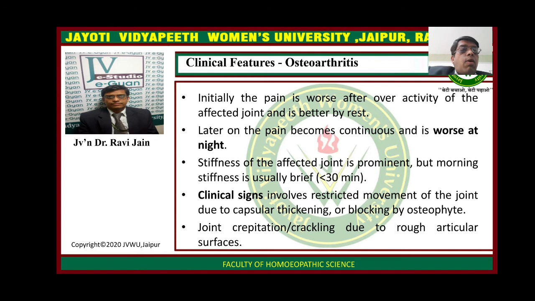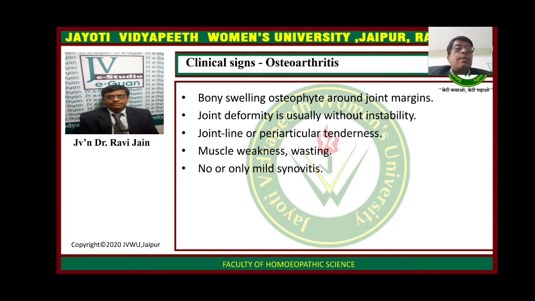The clinical signs involve restricted movements of the joints due to capsular thickening and blocking by osteophytes. You can also find joint crepitation, that is crackling due to the rough articular surfaces. There will be bony swelling, that is osteophytes around the joint margins. There will be joint deformity, usually without instability. Joint line or periarticular tenderness will be there. There will be muscle weakness and wasting, and no or only mild synovitis.